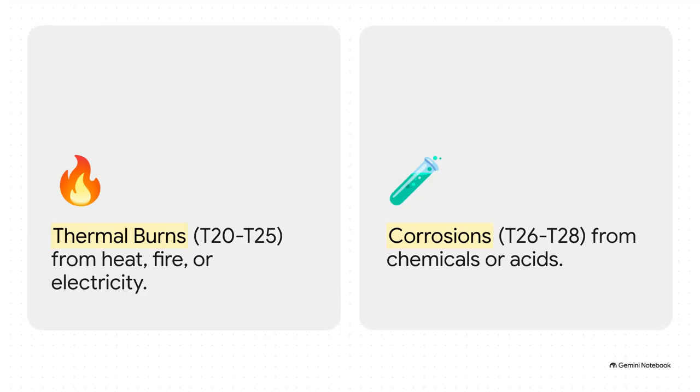Now, it's really interesting how ICD-10 strictly categorizes these injuries. In everyday conversation, you'll hear people say someone suffered a chemical burn, right? Well, in medical coding, that phrase literally doesn't exist. A burn, which you'll find in categories T20 through T25, specifically refers to thermal injuries. We're talking heat sources like a fire, a hot appliance, boiling water, plus electricity and radiation. On the flip side, if that tissue damage is caused by a chemical, an acid, or an alkali, you must use the corrosion categories, and those are T26 through T28.